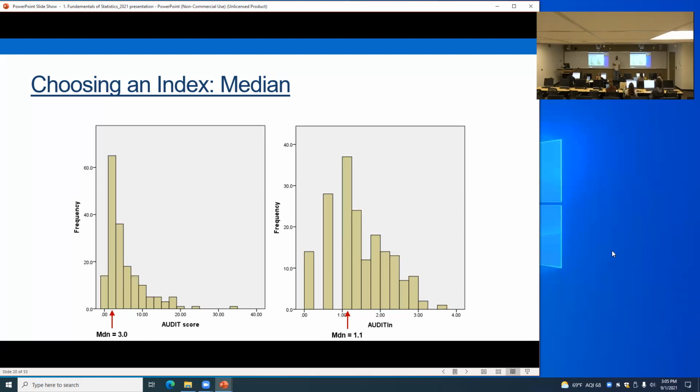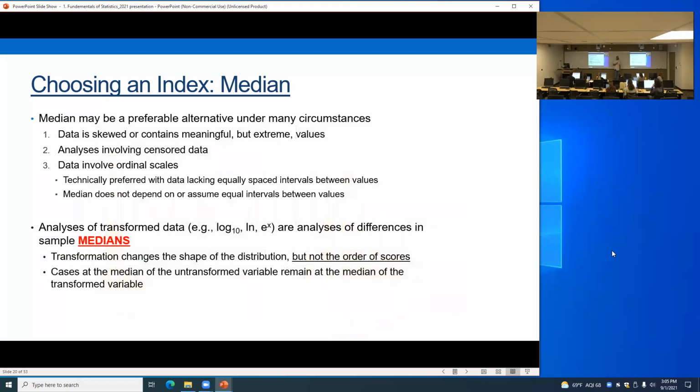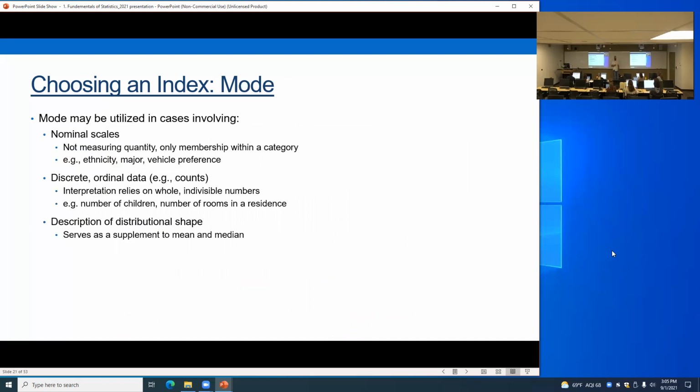Other questions? All right, cool. So that's median stuff. Median can be useful. It's not going to be our go-to, but there are situations where that's going to be appropriate.